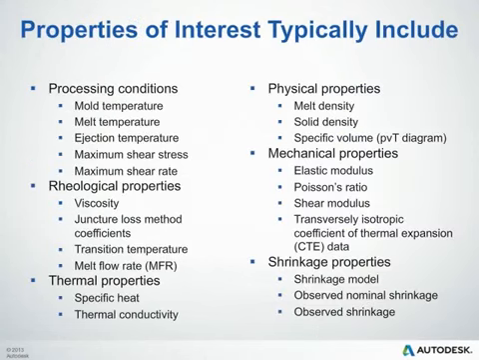When talking about plastics and processing them, and even simulating them, there are several properties of interest. These range from processing conditions such as mold and melt temperature, which are important to optimize and capture, to rheological properties in your material, things such as viscosity or juncture loss coefficients, and transition temperatures. We have thermal properties as well, so specific heat, thermal conductivity, physical properties, mechanical properties, and even shrinkage properties. These are all things that are utilized and that we do account for within the software.